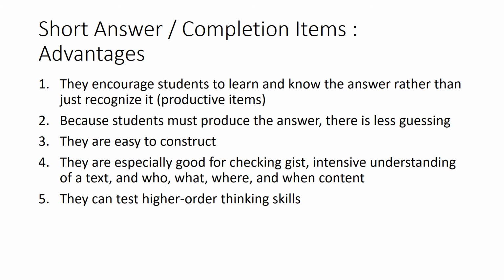Because the students must produce the answer, there is less guessing. So guessing is found where? In which types of questions? In the objective, but not in the subjective. They are easy to construct, unlike again the objective tests. If you remember, we said the objective techniques are difficult and time consuming to construct. But the subjective items, like the short answer items, the completion, the close items, are what? Easy to construct, to make, to prepare.